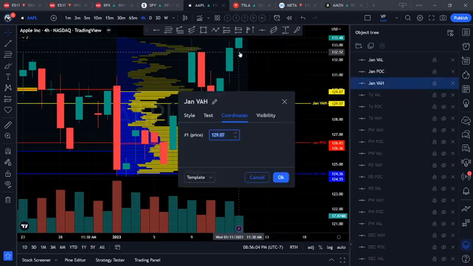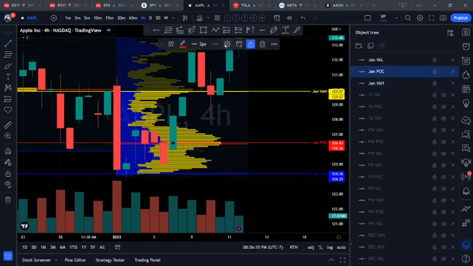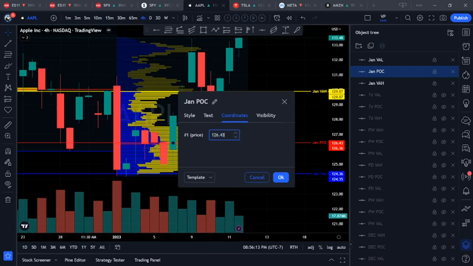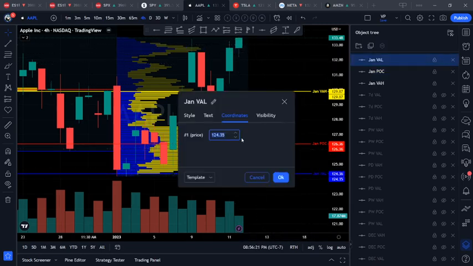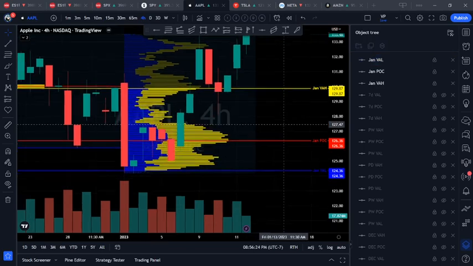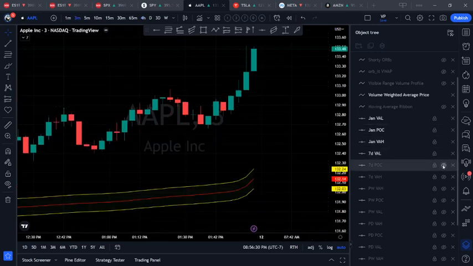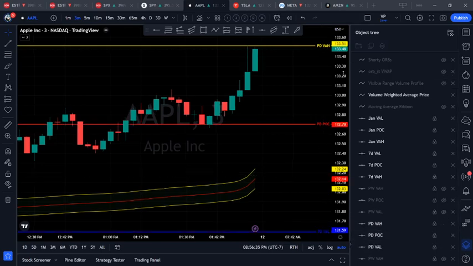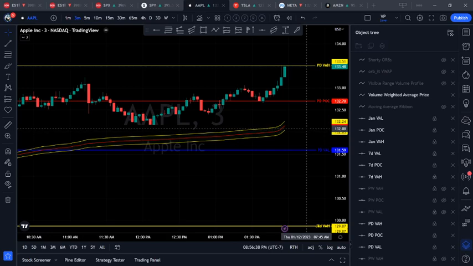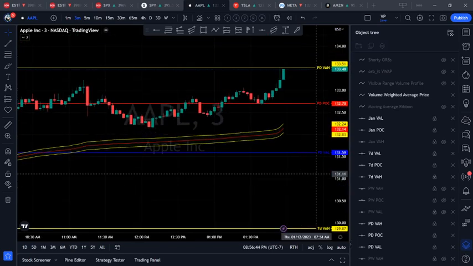And make the adjustments. So 129.87 for the value area high. Again, what I was expecting is just a slight movement up on most of this with the buy pressure from today. Value area low moved a penny. So nothing much. Those are Apple monthly levels knocked out. And what we're looking at, looks like January and 7-day are the same, so we'll just hide that.